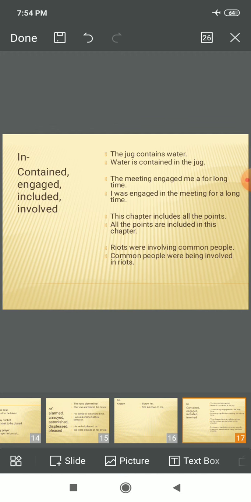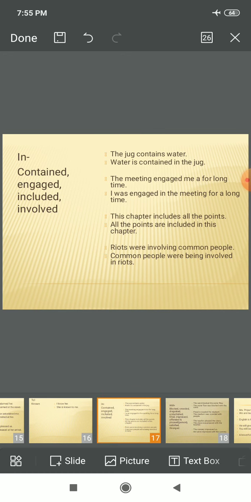Next is, this chapter includes all the points. All the points are included in this chapter, not by this chapter. Remember it: contained, engaged, included, involved. Last example is riots were involving common people. The fights which are held among people, riots, right? Common people were being involved in riots, not by riots. Riots is not a living thing that we would use by with. Common people were being involved in riots, right?